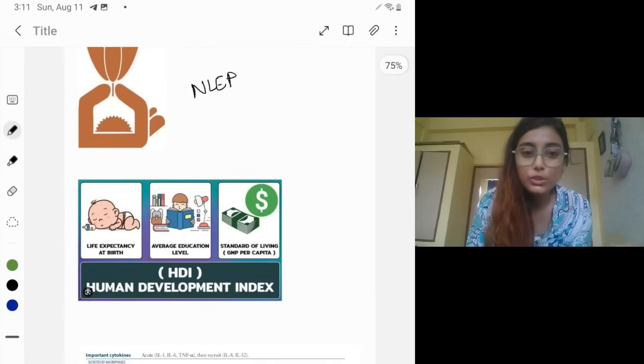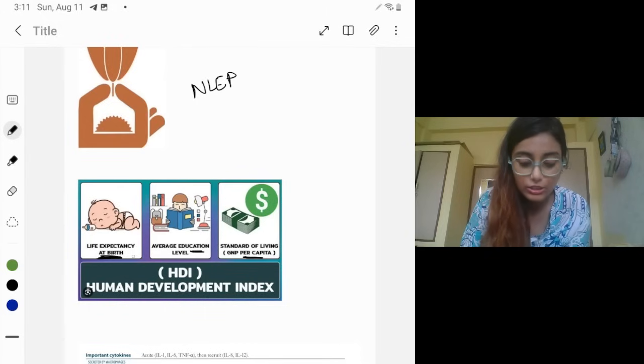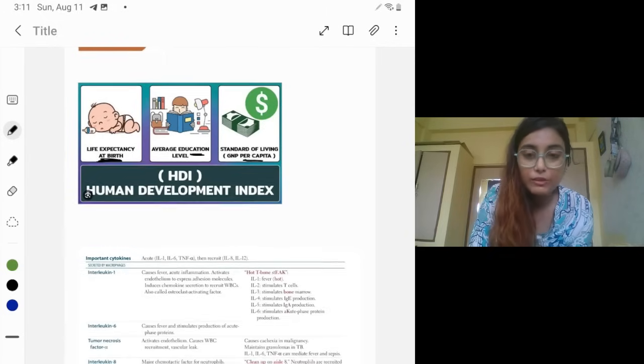Then one question was on Human Development Index. So you have to see that there is life expectancy, education and income, standard of living per capita, average education level and life expectancy at birth. These are the components of Human Development Index.